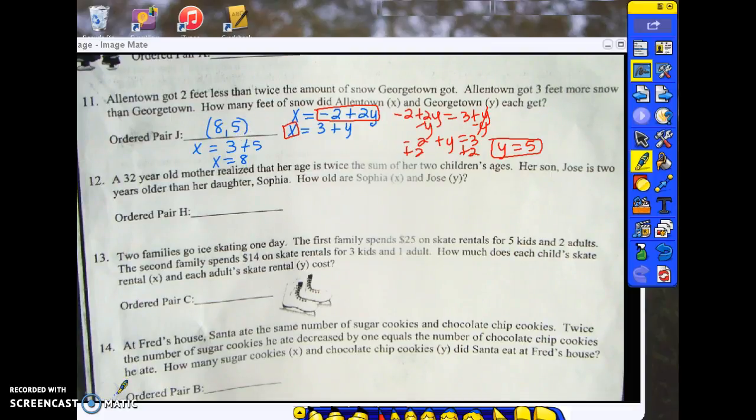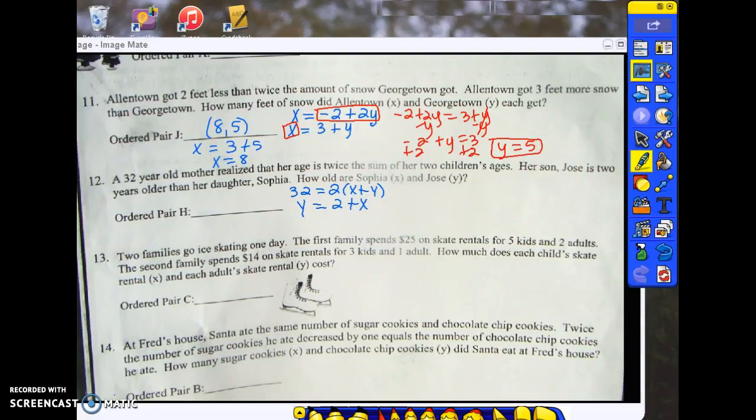All right, number 12. A 32-year-old mother realized that her age is twice the sum of her 2 children's ages. So she is 32, and that is equal to 2 times adding their ages together. You have to have parentheses around that x and y because it's twice the sum of. You have to add their ages, then multiply by 2. Her son, who's represented by y, is 2 years older than her daughter, 2 plus x.